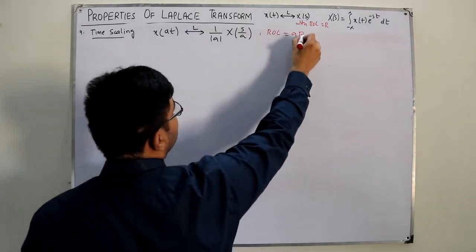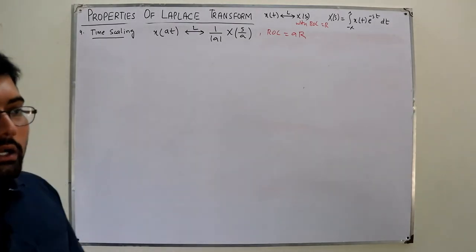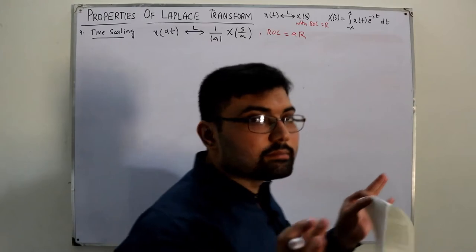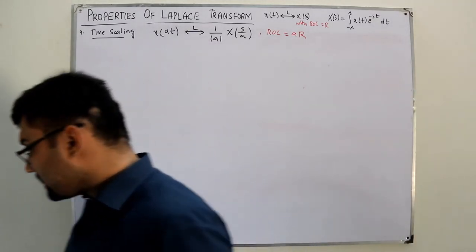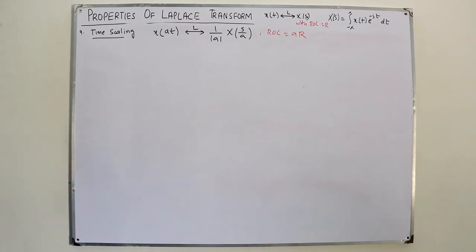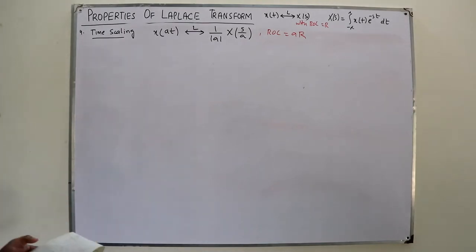ROC is a times R, and expansion and compression depends on the value of a, of course. If a is less than 1, it would compress. If a is greater than 1, it would expand. Let's say we have the proof of it.